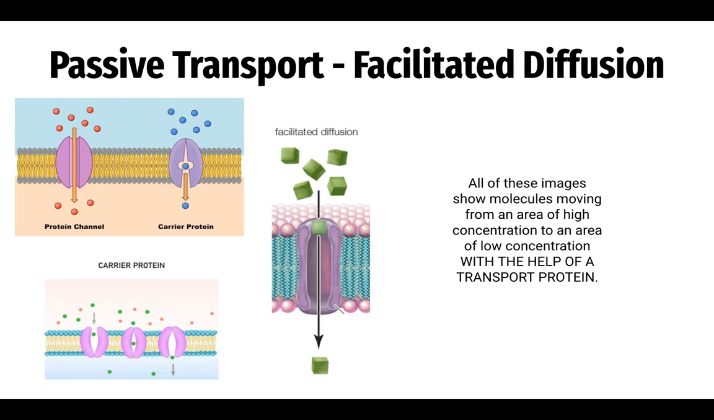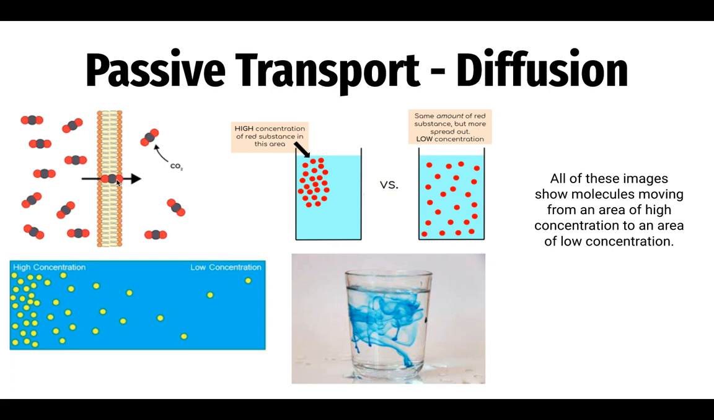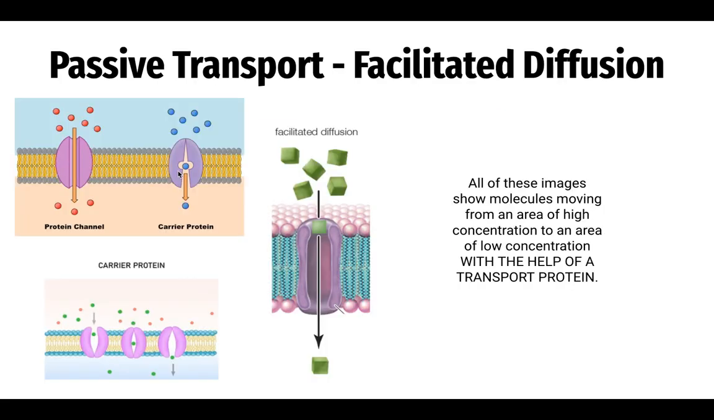Facilitated diffusion is going to be a little different, right? It's diffusion, so from high concentration to low concentration, but we are now moving molecules that are a little bit larger and that carry charges. So this is why they have to go through a protein channel. They can't just go straight through the membrane anymore because remember, CO2 is a gas. It can just go straight through, right? If we're talking about facilitated diffusion, it needs a little bit of help with these carrier proteins and protein channels for these larger charged molecules.